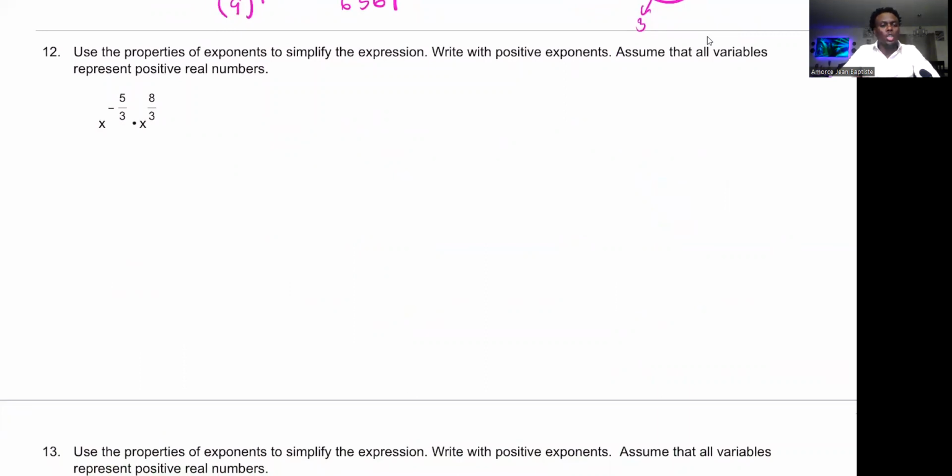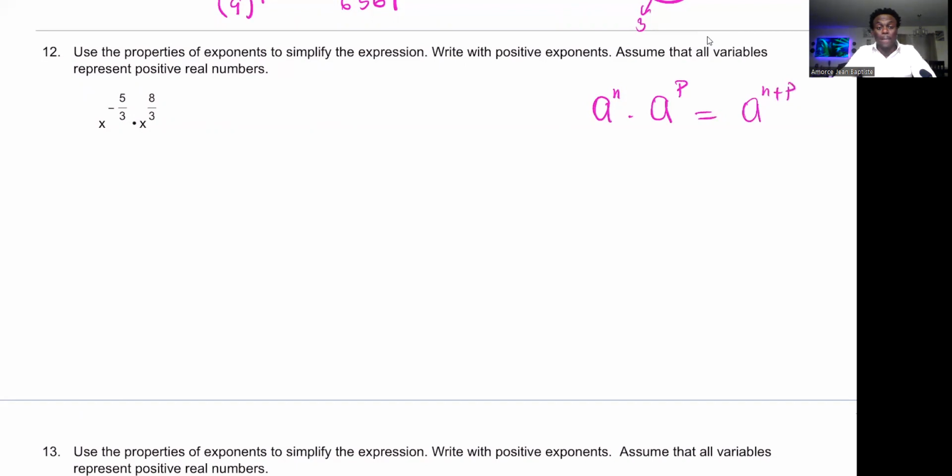So it says use the properties of exponents to simplify the expression. Write with positive exponent, assume that all variables represent positive real numbers. So here, a exponent n times a, same base, exponent p equals a exponent n plus p.